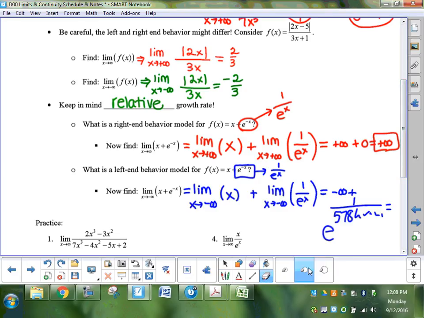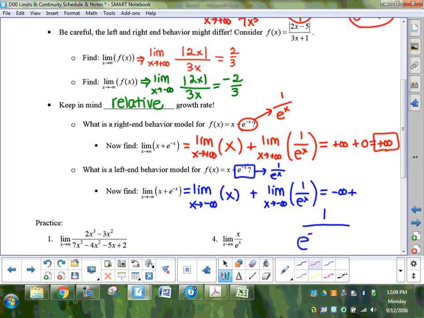Now, here's the only problem. Now I'm going to change it up ever so slightly. I'm going to make it 1 over e to the negative.